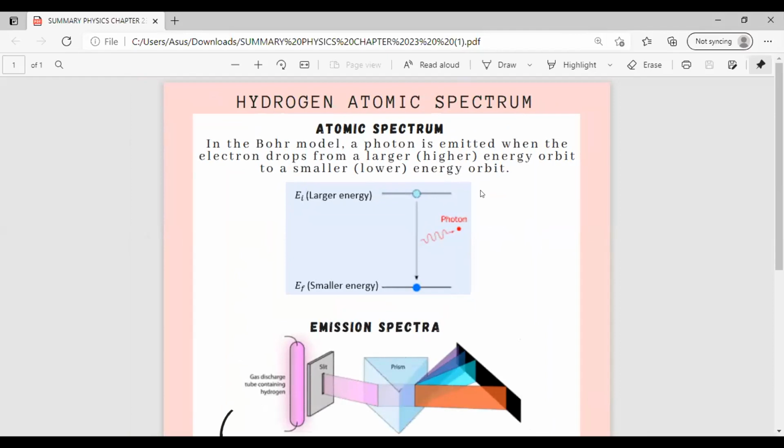So today I will present the second subtopic of chapter 23, which is hydrogen atomic spectrum. First we look at atomic spectrum. Atomic spectrum is when the electron drops from a higher energy orbit to a smaller energy orbit, then the photon is emitted. This is what we call atomic spectrum.